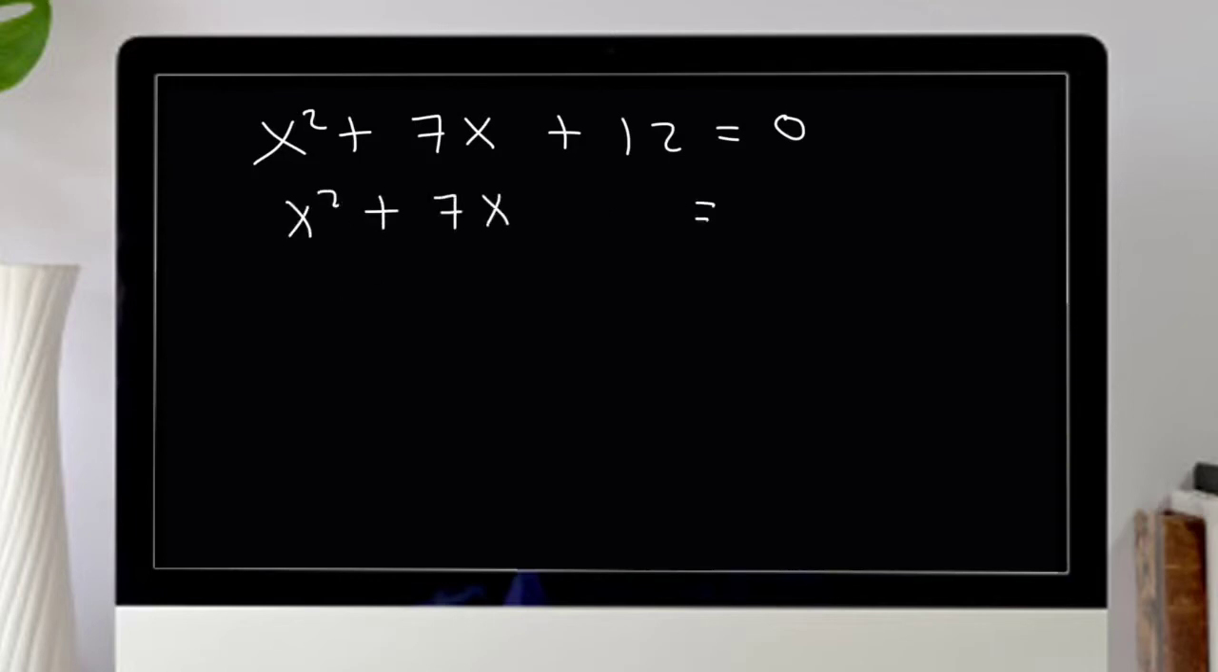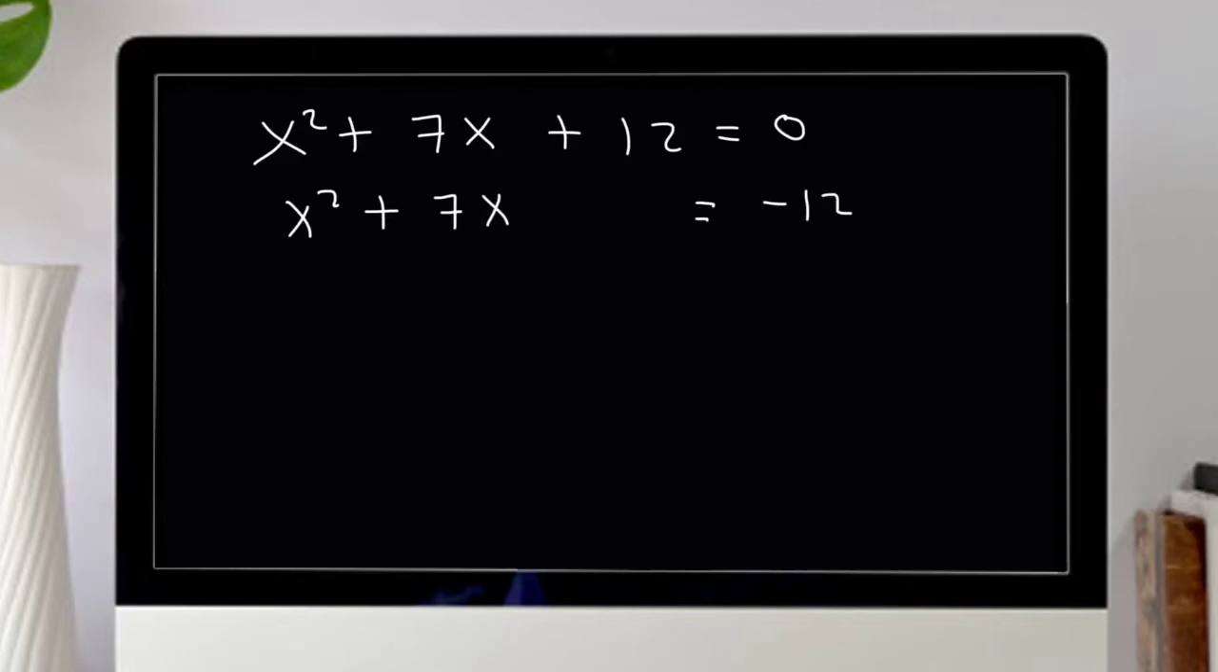Now, for the sake of practice, let's try another example. Try this one. x squared plus 7x plus 12 is equal to 0. So feel free to pause the video, and using the same process that we used in the last example, go ahead and try this problem. So just as before, we're going to move the 12 from the left side to the right side. So it's going to change from +12 to -12.